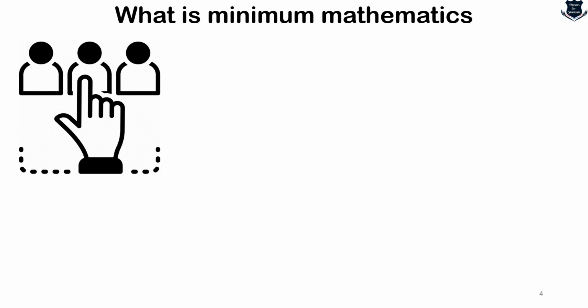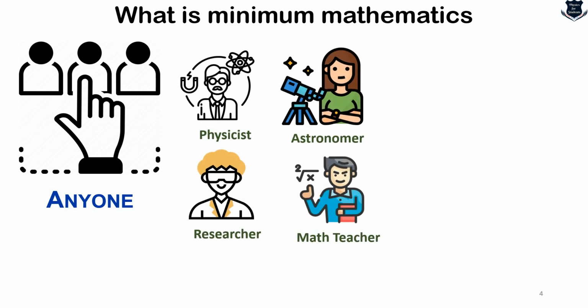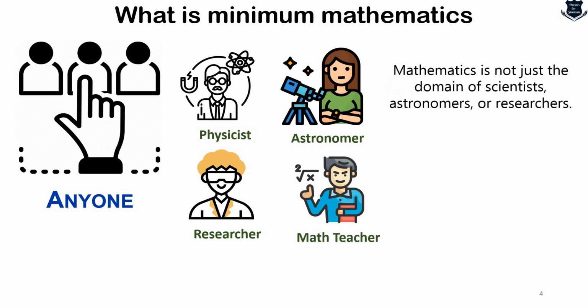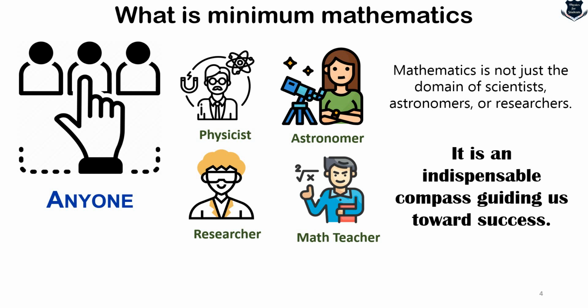So the answer to the question is anyone. Because you really don't need to be a physicist or an astronomer or a researcher or even a mathematics teacher in order to have a basic concept or a foundational understanding of minimum mathematics. Mathematics is not just the domain of those people, like astronomers or researchers or mathematicians. You can think of it as an indispensable compass which guides us towards success. And this success leads to not only career enhancement, but various other benefits. What are those things? I will explain to you in the next part of the video.